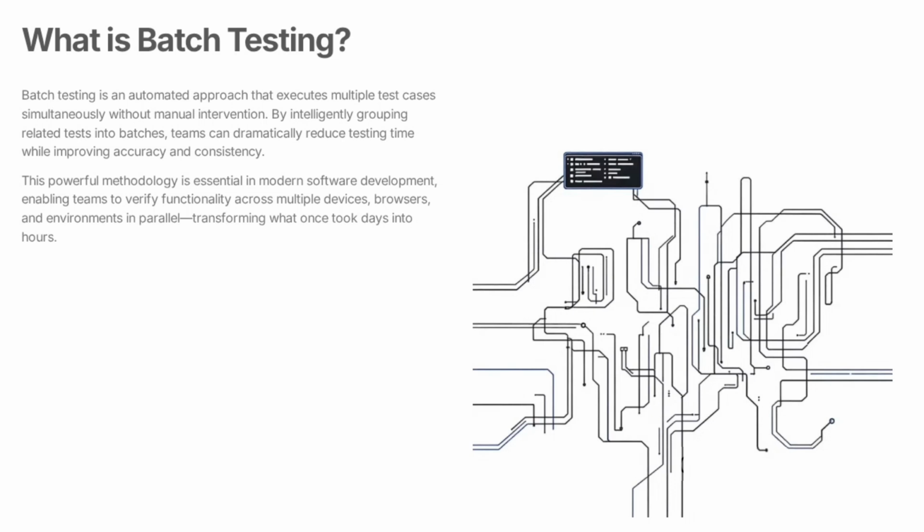and it improves the accuracy and consistency. But it also has a con: as it is running all the test cases in a single time duration, and we are verifying all the functionality on multiple devices, multiple browsers and multiple environments in parallel, it creates a load on our testing server. So this kind of testing methodology is called batch testing.